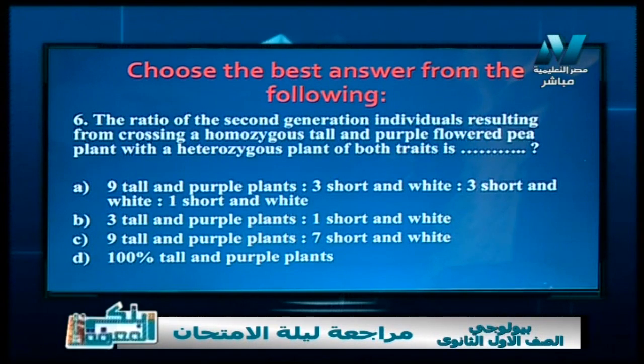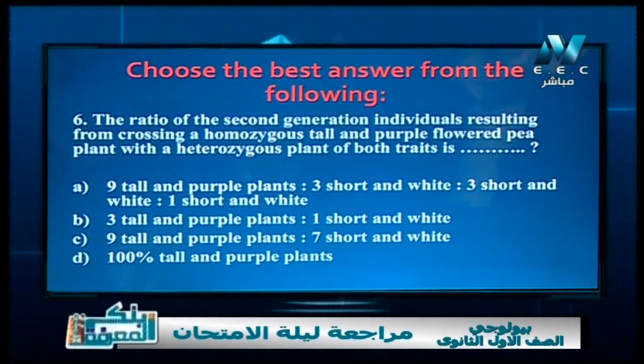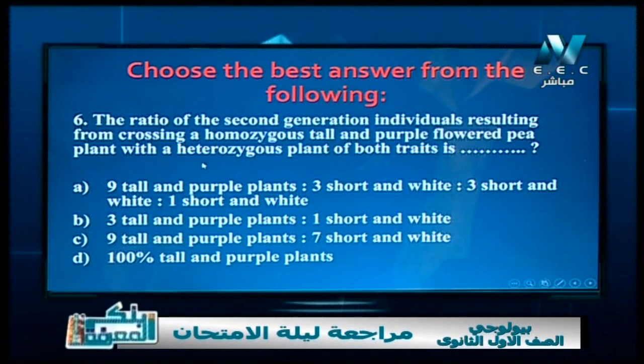The ratio of second generation individuals resulting from crossing a homozygous tall and pure purple flowered pea plant with a heterozygous plant of both traits is, again explain the head of the question. We have two individuals, one of them homozygous tall and purple flowered. Remember, this pea plant is the edible pea plant that Mendel studied first, and not the garden pea plant or sweet pea flowers, because it follows the dominant and recessive, and each character is independent.